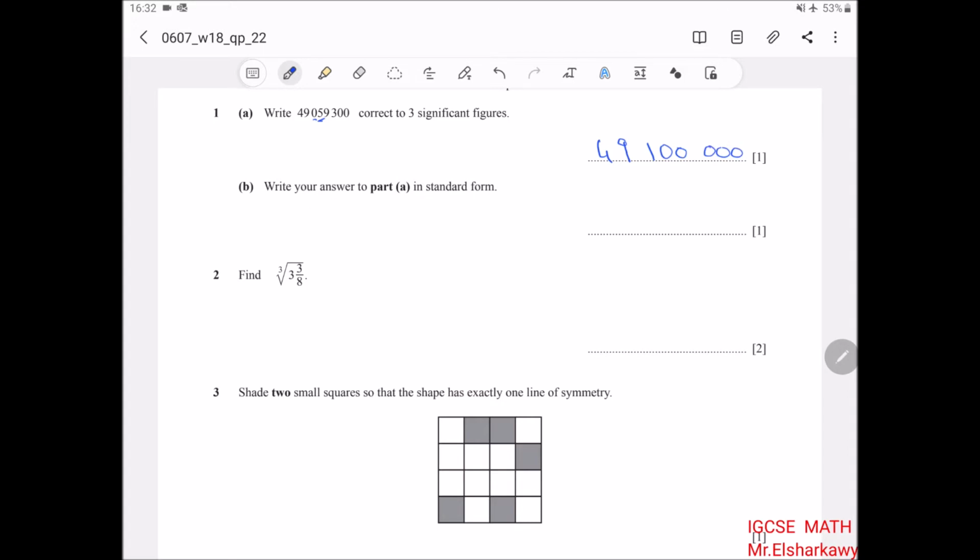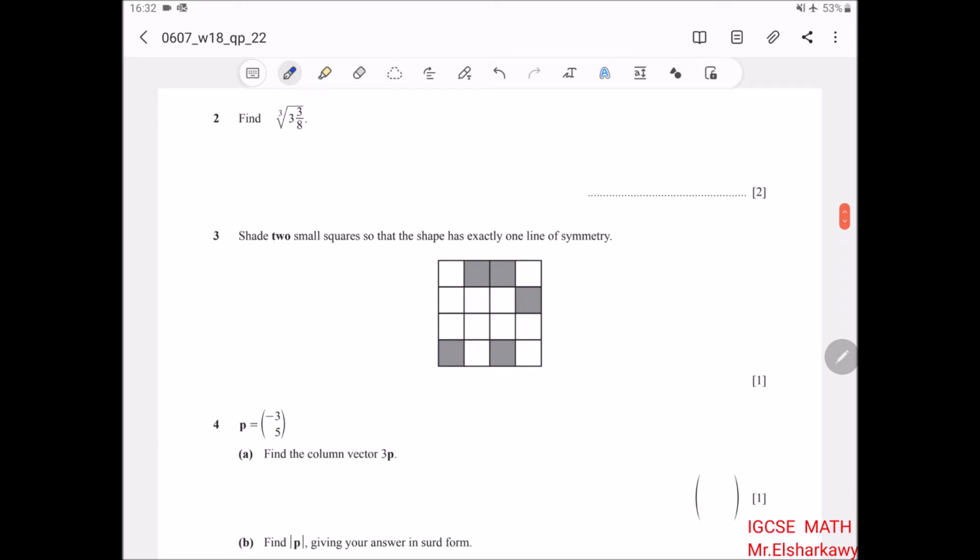Write your answer to part A in standard form. So for standard form, we have to move the decimal point 1, 2, 3, 4, 5, 6, 7. So the answer will be 4.9 times 10 to the power of 7.